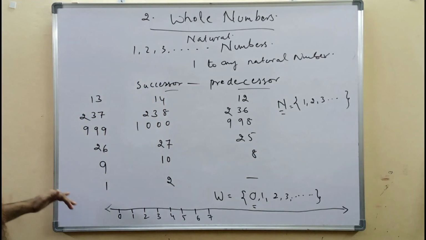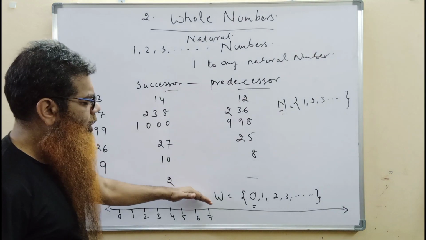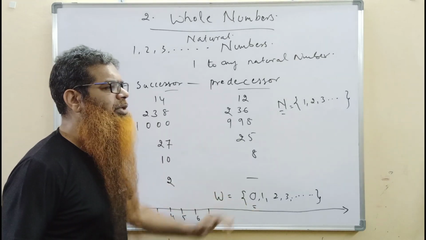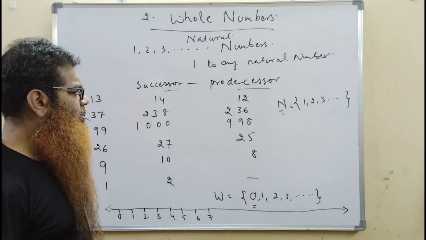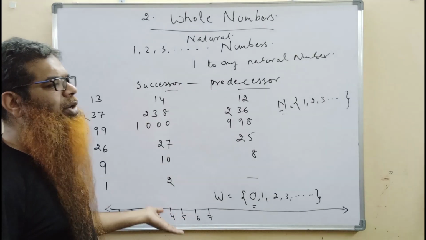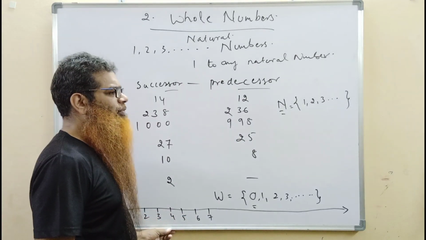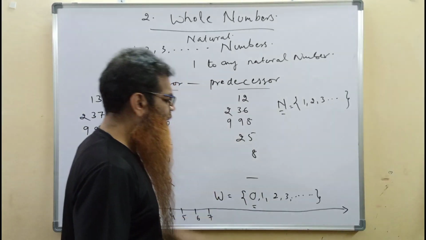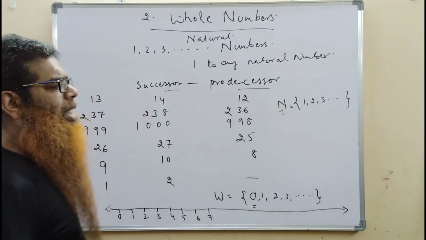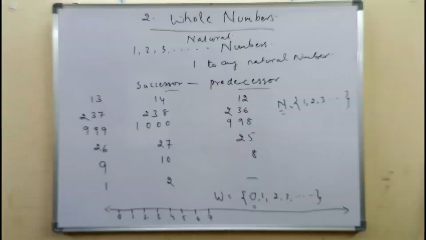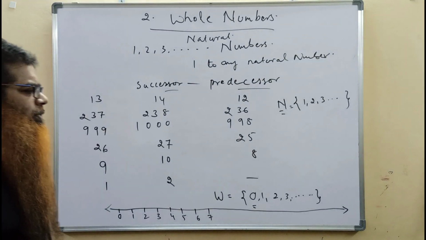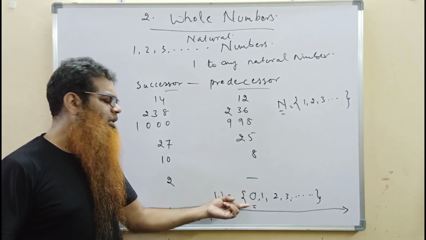Now we come across the new topic, the name of our chapter, whole numbers, denoted by W, which starts with 0. When 0 is added to the set of natural numbers, we get the set of whole numbers. The set of whole numbers begins with 0.